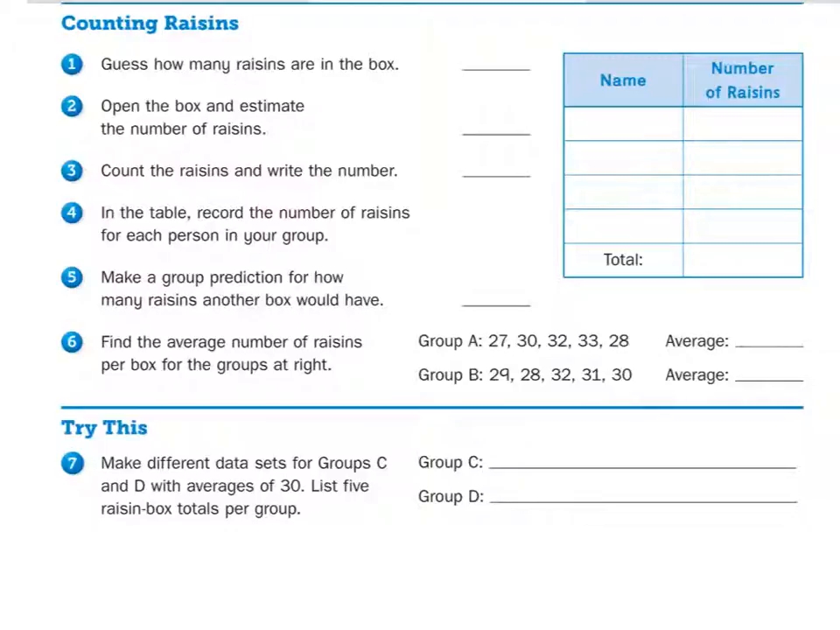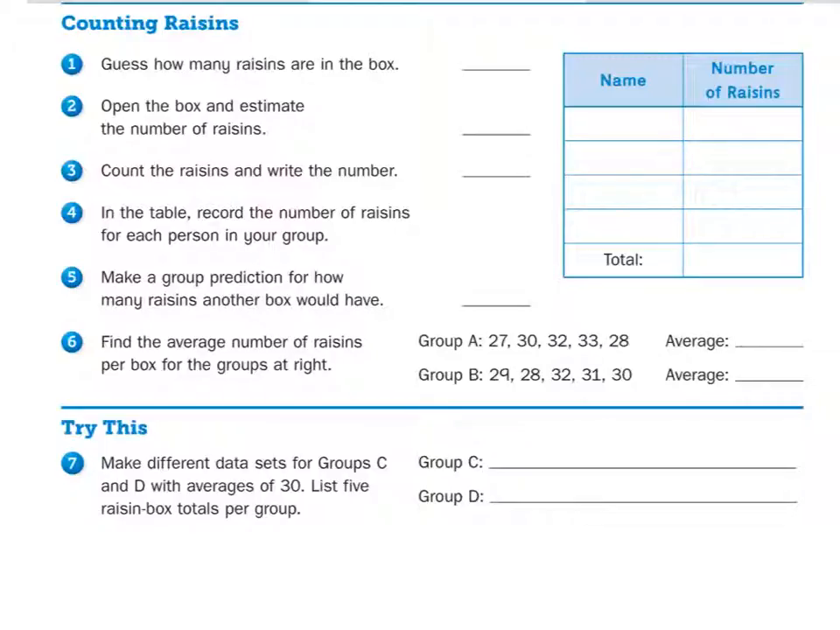Now looking at number 3, it says count the raisins and write the number. So go ahead and dump out however many things were inside of that container, count them up, and record your data. And then you're going to go ahead and do the same thing for everybody else in your group as well.